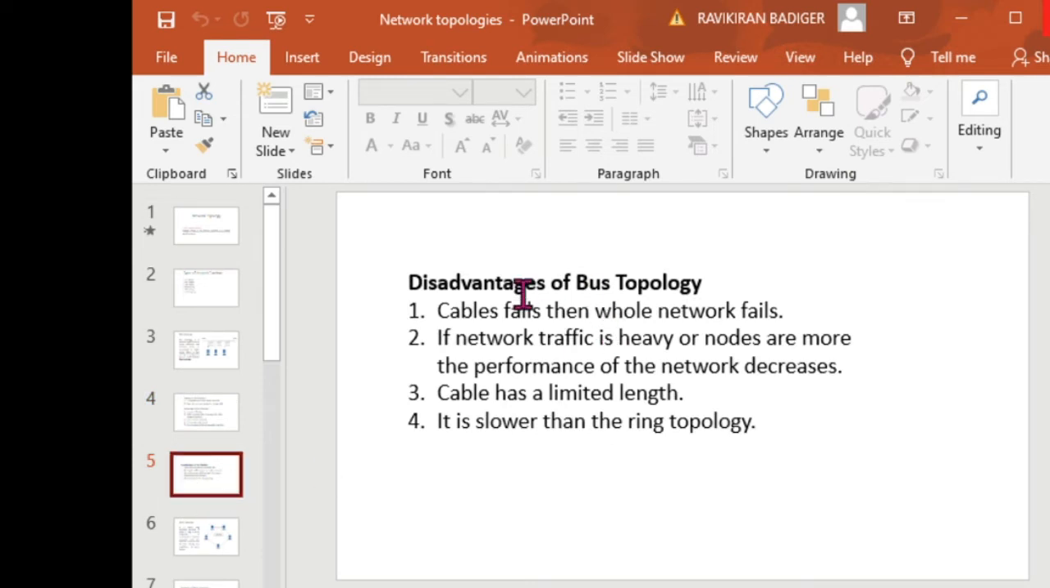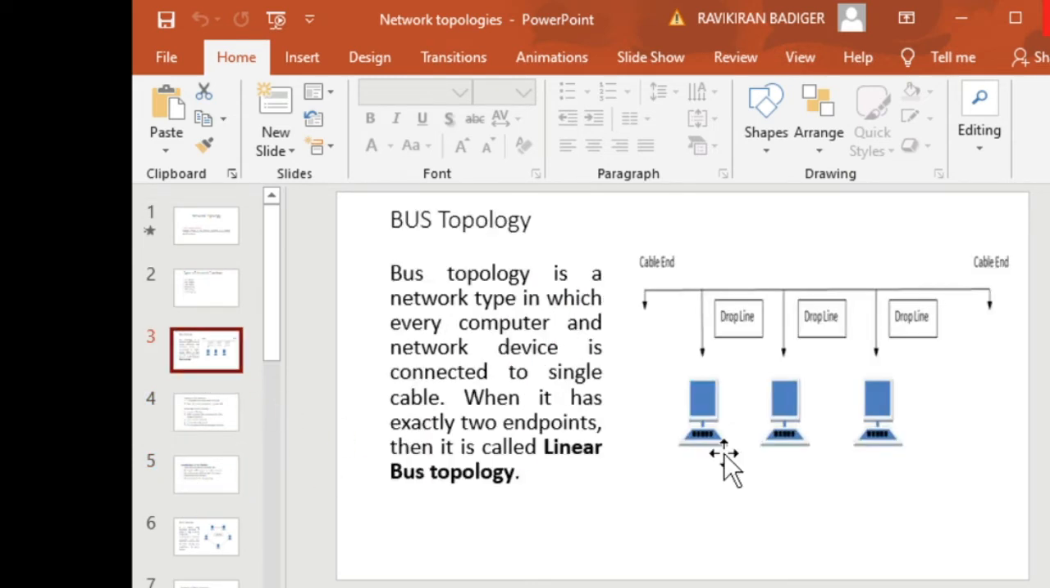Then what are the disadvantages? The only disadvantage with this type of network is, since all the computers are connected to a single backbone cable, if that cable fails, then the entire network fails. The second disadvantage is if any one node fails, then also the entire network fails.